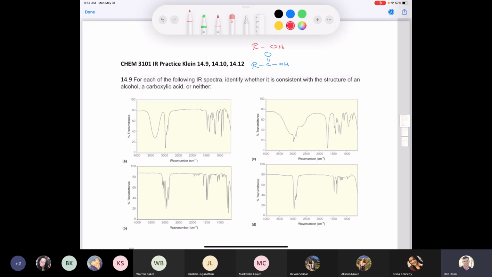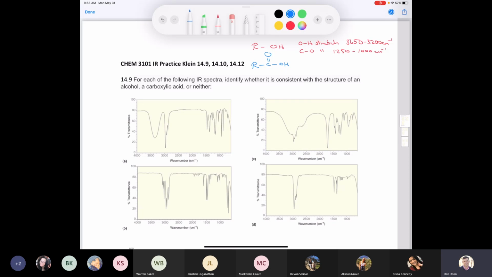If we go over to our table of infrared absorption frequencies, for an alcohol we're going to see an oxygen-hydrogen stretch between 3650 and 3200 reciprocal centimeters. Something else we could look for is the carbon-oxygen stretch, which is around 1250 to 1000 reciprocal centimeters for our alcohol.